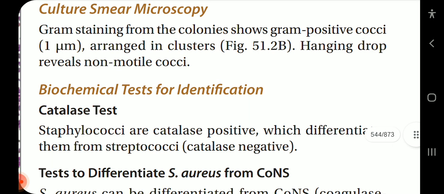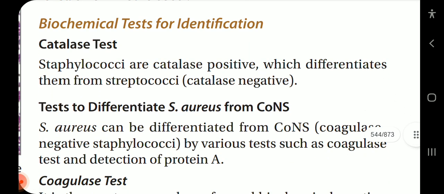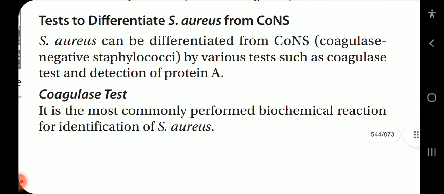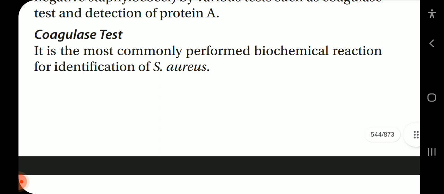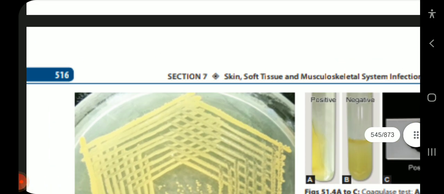Culture smear microscopy: Gram staining from the colonies shows gram-positive cocci, 1 micrometer, arranged in clusters. Hanging drop reveals non-motile cocci. Biochemical tests for identification: catalase test. Staphylococci are catalase positive, which differentiates them from streptococci, which are catalase negative. Tests to differentiate Staph aureus from CoNS: Staph aureus can be differentiated from CoNS, coagulase-negative staphylococci, by various tests such as the coagulase test and detection of protein A. Coagulase test: it is the most commonly performed biochemical reaction for identification of Staph aureus.